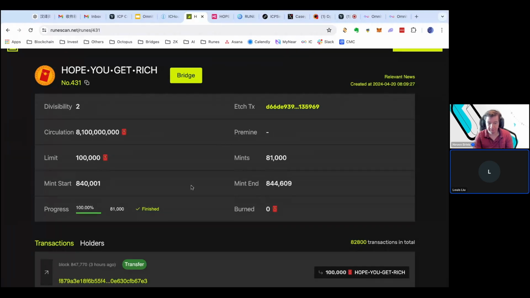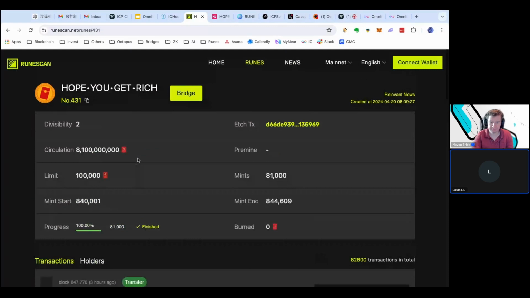The total supply is 8.1 billion, and it takes 81 thousand mints, and it all minted out. When we declared that Omnity is behind the token, some clever people knew that we would, let's say, provide some driving force to the token. So it minted out in a few days.